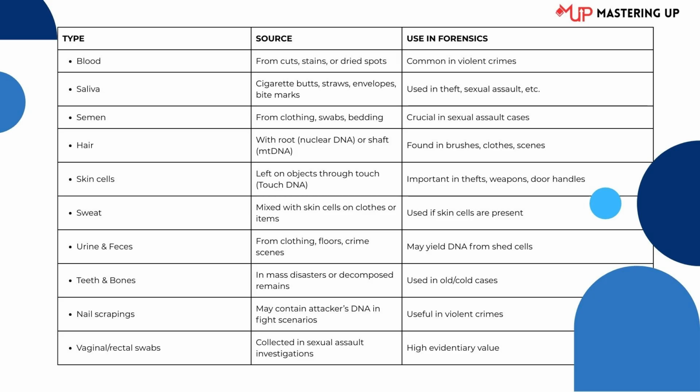Nail scrapings. During a physical fight, a victim might scratch the attacker, trapping skin cells under their nails. These scrapings are collected in assault and homicide investigations and can provide crucial DNA evidence. Vaginal and rectal swabs. These are collected in sexual assault cases and often contain mixed DNA from both the victim and perpetrator. When analyzed properly, they can confirm contact and even identify the attacker.